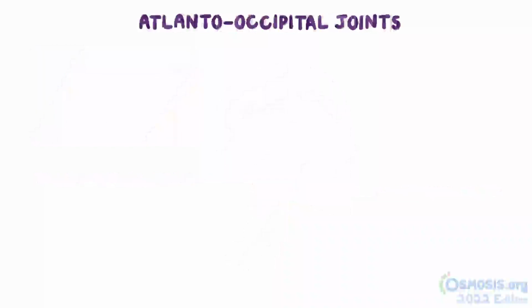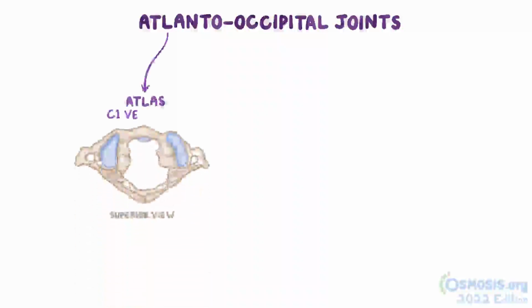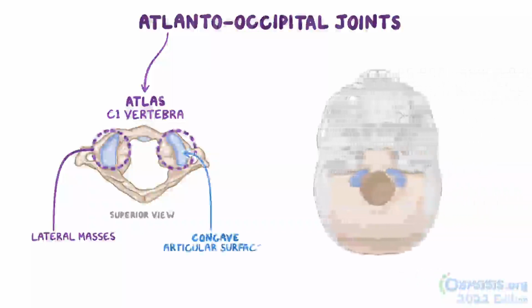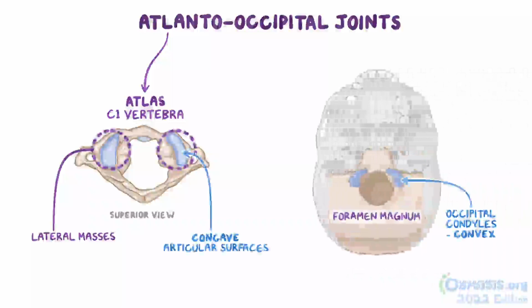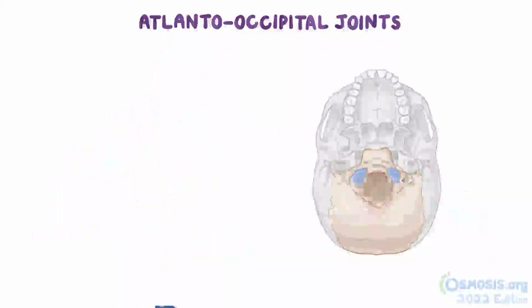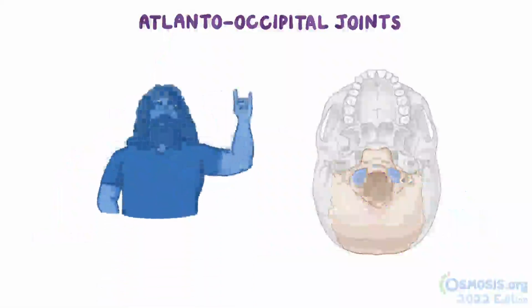So let's break down the atlanto-occipital joints first. The term atlanto comes from atlas, which is the C1 vertebra. So, the atlanto-occipital joints are the articulation of the lateral masses of the atlas, which feature two concave superior articular surfaces, with the occipital condyles, which are the convex protuberances on each side of the foramen magnum. These joints permit the flexion and extension movements when nodding yes or when headbanging at a rock concert.